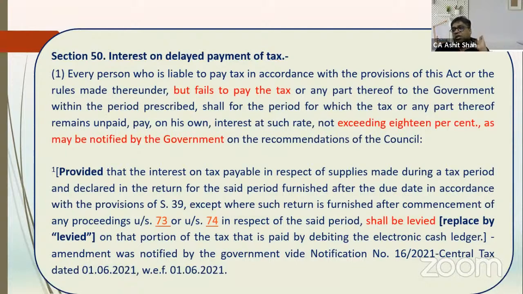Now, a very important thing. What does the proviso say? That interest on tax payable in respect of supplies made during a tax period and declared in the return for the same period furnished after the due date in accordance with the provisions of section 39 shall be levied on that portion of tax that is paid by debiting the electronic cash ledger. Now mark the word levied, which has been replaced, and it now says it shall be paid.